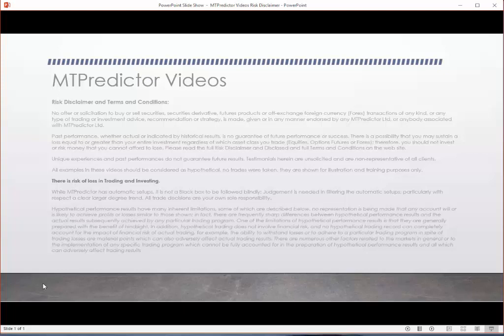In today's MTPredictor video, I'd like to have a look at some multiple time frame analysis on the Nifty over there in India, but we use the same approach for any market in any time frame.